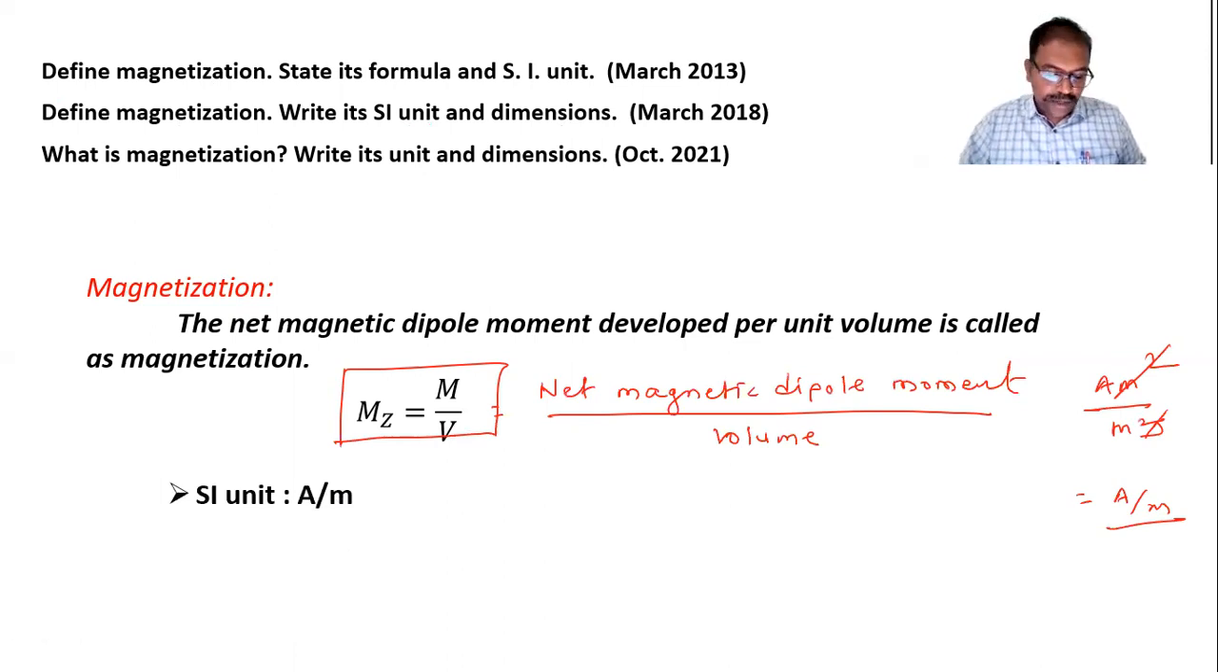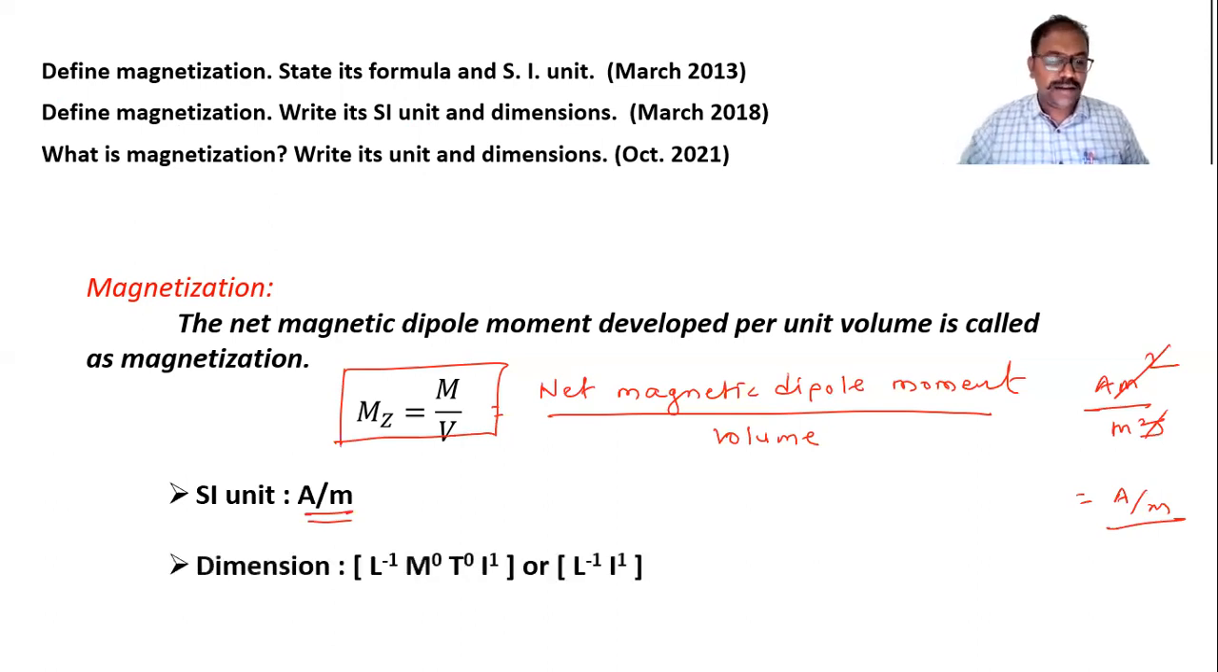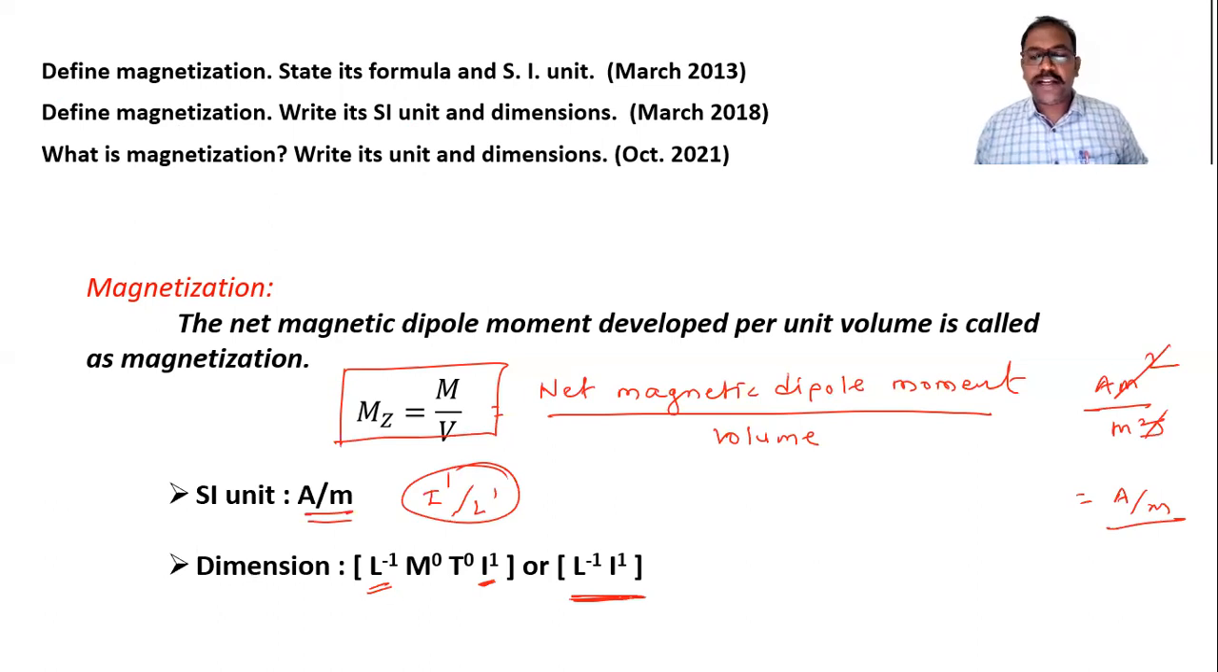And the dimension. If the unit is ampere per meter, ampere is a fundamental unit and meter is also fundamental. So we can write the dimension like this. Ampere means I raised to 1. Per meter means divided by length raised to 1, so length raised to 1 is shifted up, giving length raised to minus 1. And I raised to 1 as it is. M raised to 0, T raised to 0. If you don't want to write M raised to 0 and T raised to 0, then you can write it like this: L raised to minus 1, I raised to 1. This is the dimension of magnetization.